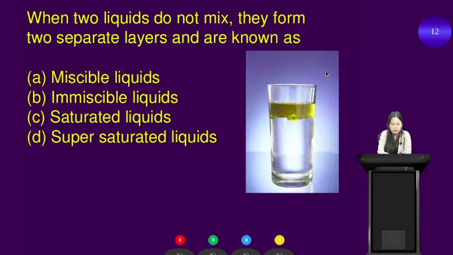When two liquids do not mix, they form two separate layers and are known as: option A, miscible liquids; option B, immiscible liquids; option C, saturated liquids; and option D, supersaturated liquids.